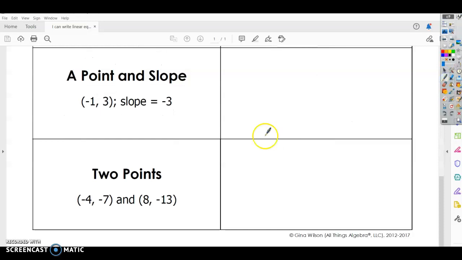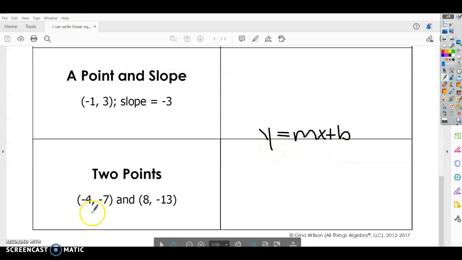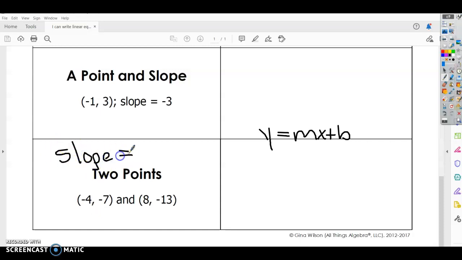All right, the last one we're going to do, we're still looking for y equals mx plus b. We're still wanting to write an equation in slope-intercept form. This time we're given 2 points. All right, given 2 points, what can we do? Well, we can find the slope. Okay, so the slope, or m, can be found by y2 minus y1 over x2 minus x1.